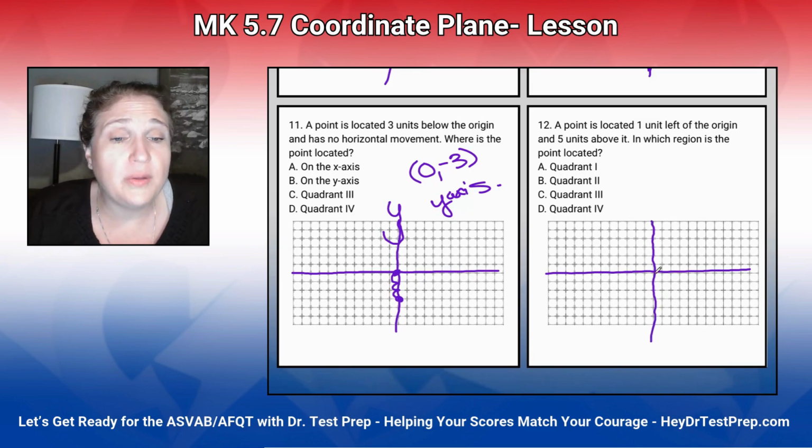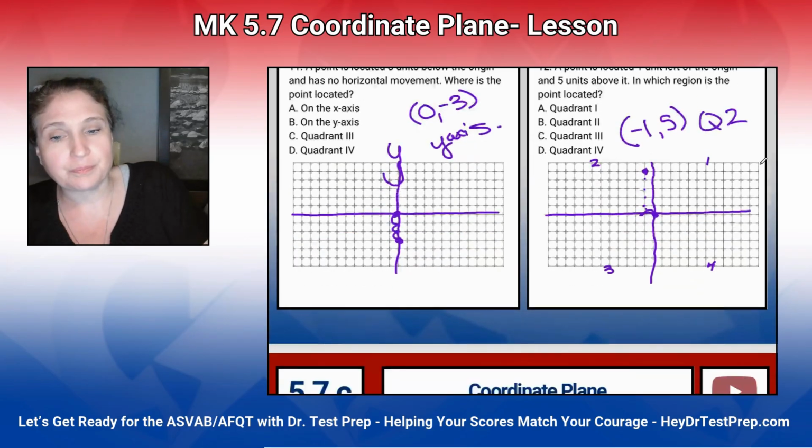I went 1 unit, here's my origin, puts where my pen is, 1 unit to the left, 5 units up, 1, 2, 3, 4, 5. So 1 unit left is -1, up 5 is +5. That puts me in, here's quadrant 1, quadrant 2, quadrant 3, and quadrant 4. So that puts me in quadrant 2.